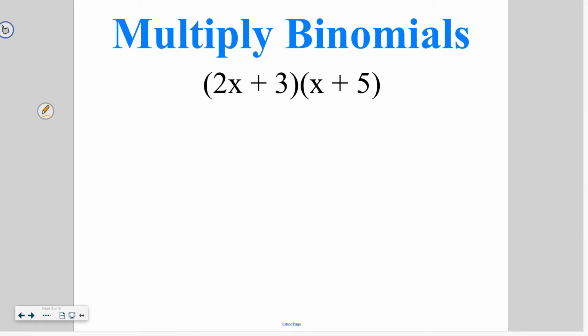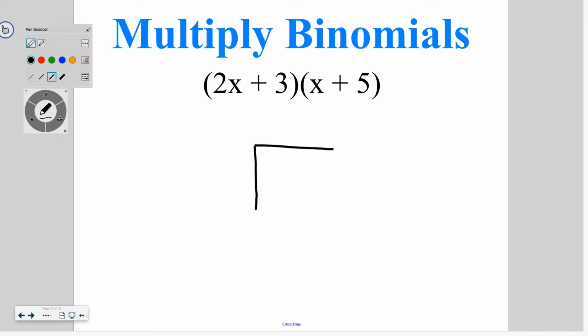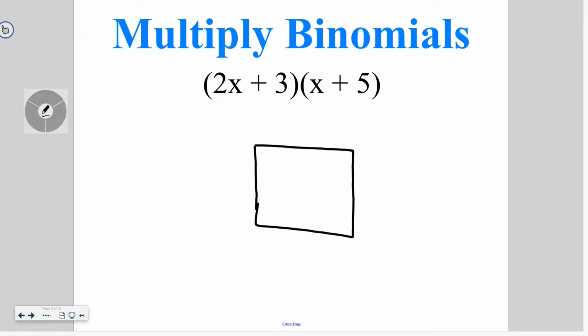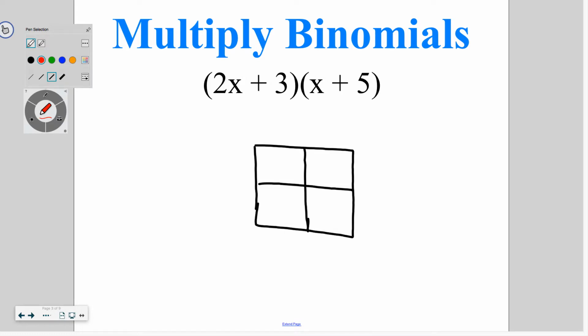Walking through another example like this. So again, 2 pieces in the first, 2 pieces in the second is going to give us a box that ends up being 4 spaces. So we're going to go ahead and plug in our information from the first one, +2x and +3, and then our second one, x and +5.